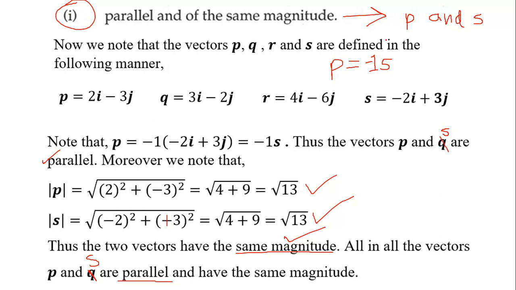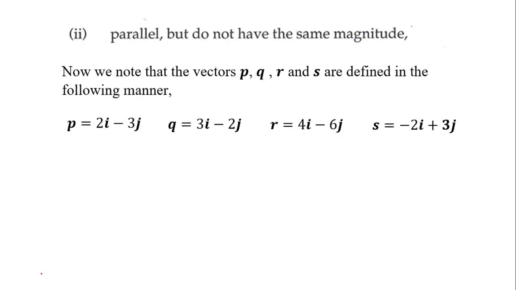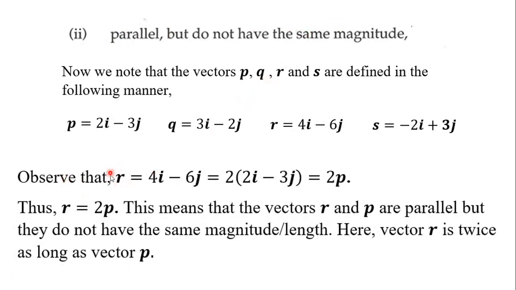Now let's move on to the next question. Here we want two vectors that are parallel but do not have the same magnitude. So let's look back at our four vectors, and we want to find two vectors that are parallel, but must not have the same magnitude. Let us consider R. R is 4i minus 6j, and we can write the vector R in a different way, still meaning the same thing.